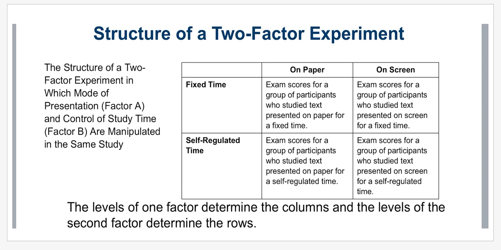And so the scores would be exam scores. We would then give them an exam and see if they actually do better on the exam, if they retain the information better by studying it on paper or studying it on screen, having a set time to study, or studying on their own until they feel like they understand it. And so this right here is another example of a 2 by 2 because there's two factors, A and B, and there's two levels of each factor, either paper or screen, and then fixed time or self-regulated. Okay.